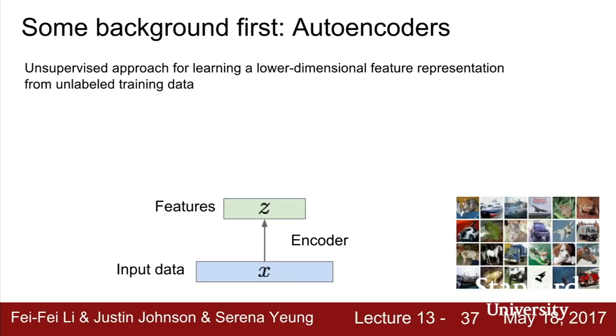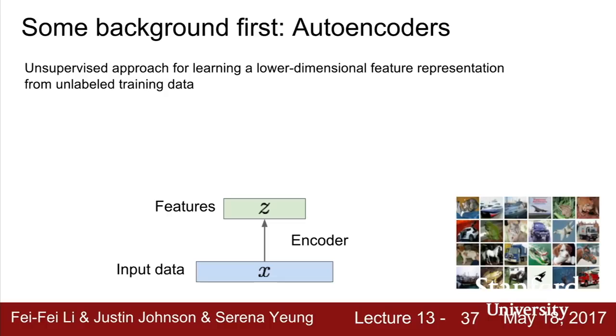So let's talk about some background first. Variational autoencoders are related to a type of unsupervised learning model called autoencoders. And so we'll talk a little bit more first about autoencoders and what they are, and then I'll explain how variational autoencoders are related and build off of this and allow you to generate data. With autoencoders, we don't use this to generate data, but it's an unsupervised approach for learning a lower dimensional feature representation from unlabeled training data.